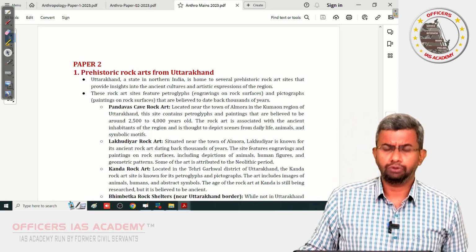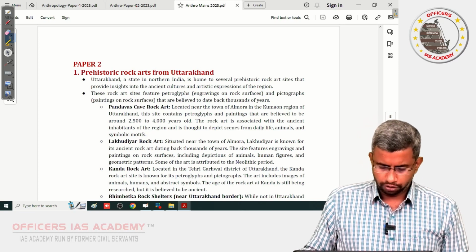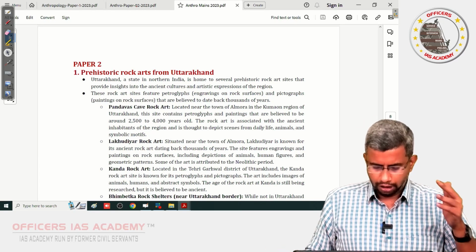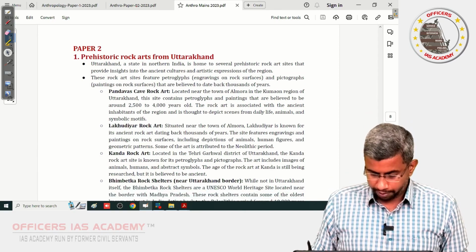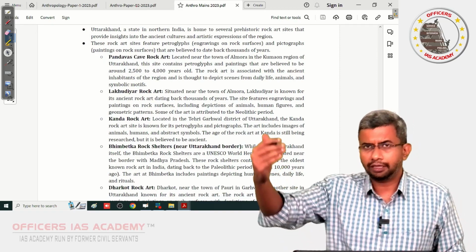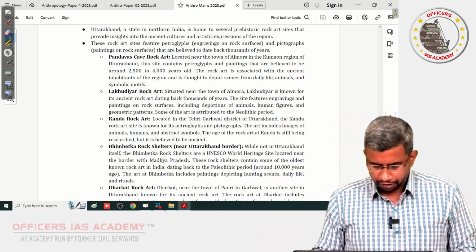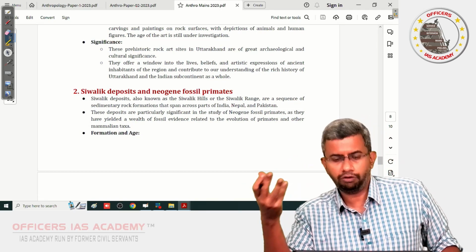Prehistoric arts of Uttarakhand, Pandava cave arts, cave rock art 2500 to 4000 years old, Lakudiyar rock art, Khanda rock art, Bhimbetka, though Bhimbetka is technically in Madhya Pradesh, but very close to Uttarakhand border. Darkot rock art. These are the significant rock arts of Uttarakhand.